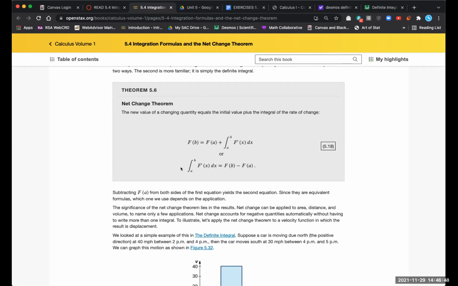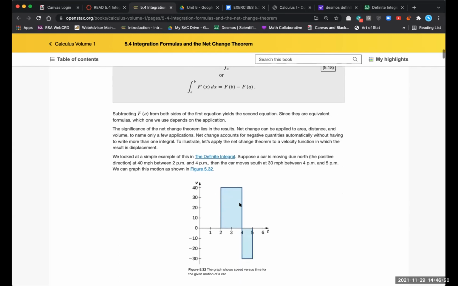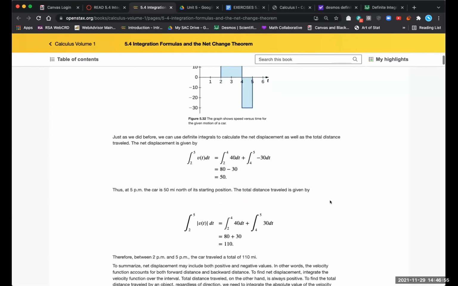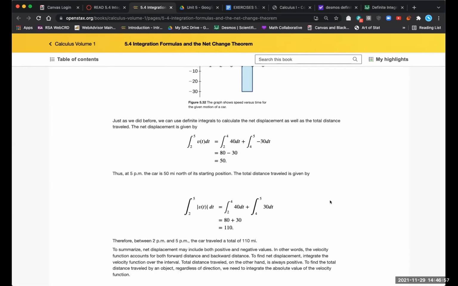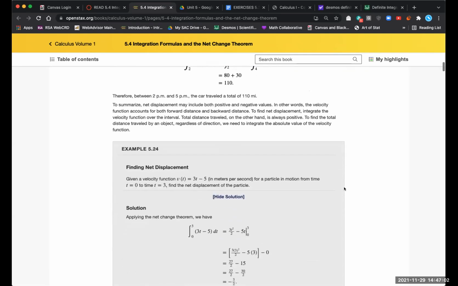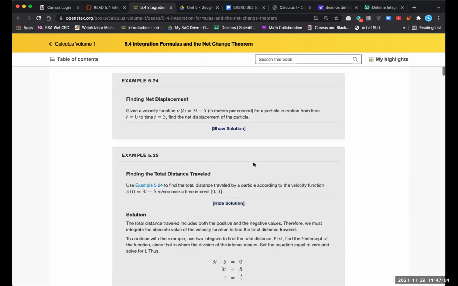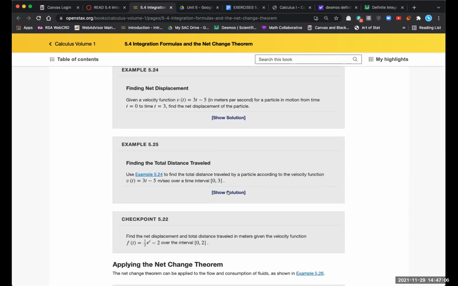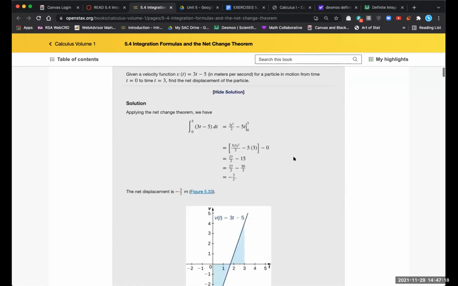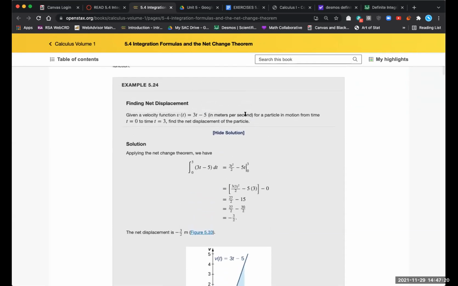It is a variation of our original formula, but what we're doing is we're applying the integration to some physical situation. And so in this case, this first one, we look at what's called displacement and total distance. And so you have this example that's already completed, example 5.24, 5.25. I'm going to do 5.22 for us, the checkpoint, but I want to make sure you understand the difference between those, this net displacement. Where does the particle end up, or where is it?